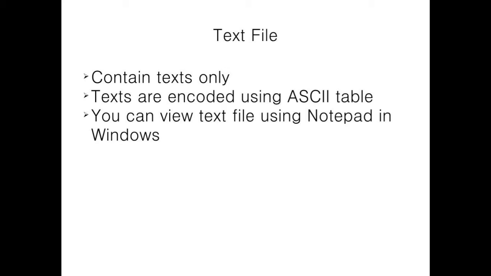First, let's talk about text file. Text files are files that contain text only. We discussed text before when we talked about character strings. Texts are basically a bit stream that is encoding text using the ASCII table. So you can use the ASCII mapping table to translate a series of 1 and 0 into text. In the Windows environment, you can view a text file using Notepad.